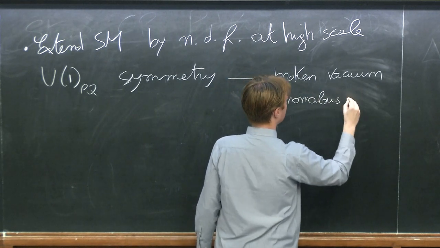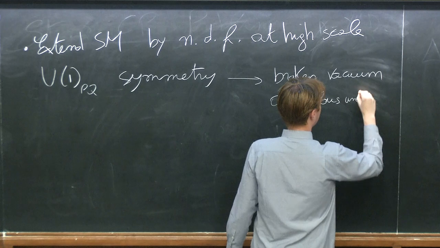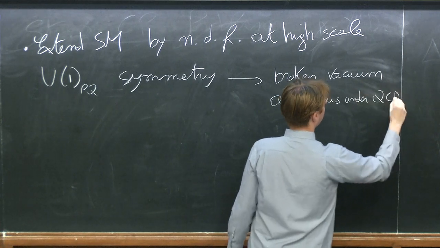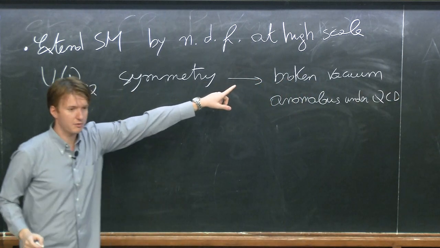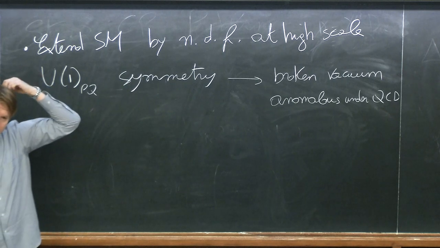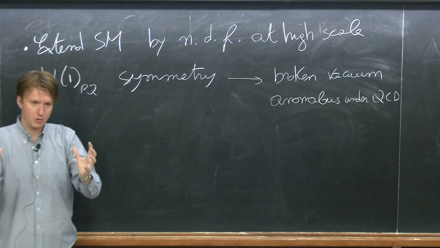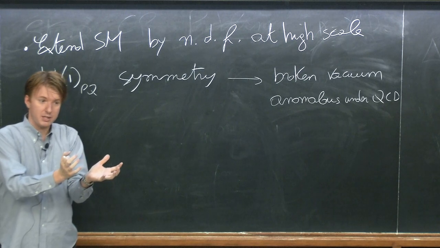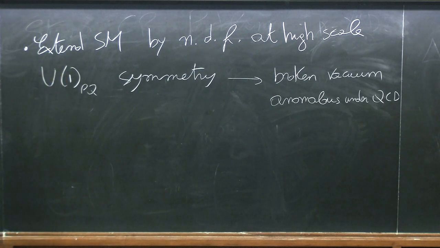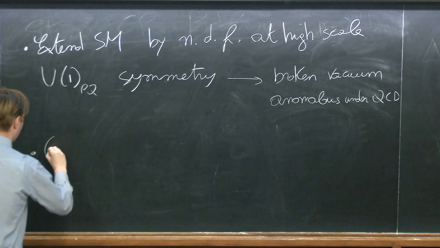And also, you want this symmetry to be anomalous under QCD, and we will see what I mean by this. But first, let's focus on the first requirement. If we have a global symmetry, which is the symmetry of the Lagrangian, but it's broken by the vacuum state, we know from the Goldstone theorem that this theory has to have a Goldstone boson.